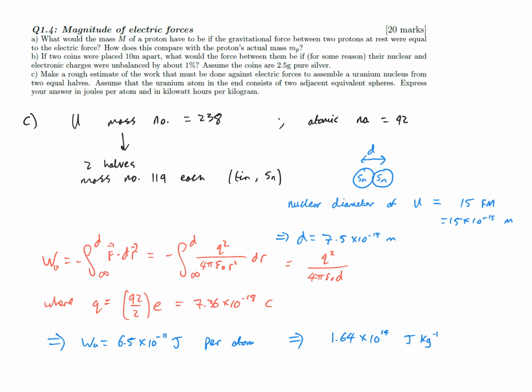So that's obviously a very large number of joules of energy stored in a kilogram of the uranium there. If you want to convert it into something more meaningful sounding, that's also equivalent to 4.6 times 10 to the 7 kilowatt hours per kilogram. A kilowatt hour is 3.6 times 10 to the 6 joules. So this is a very, very large amount of energy stored in each kilogram.